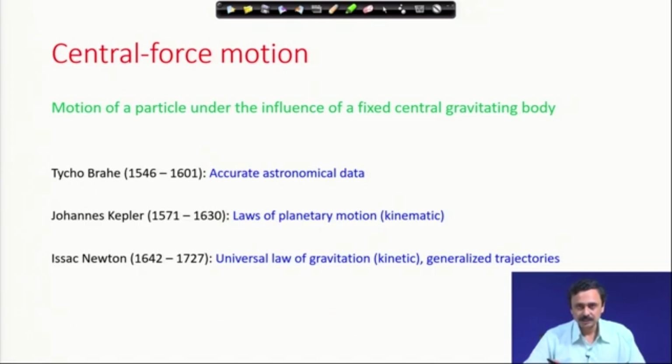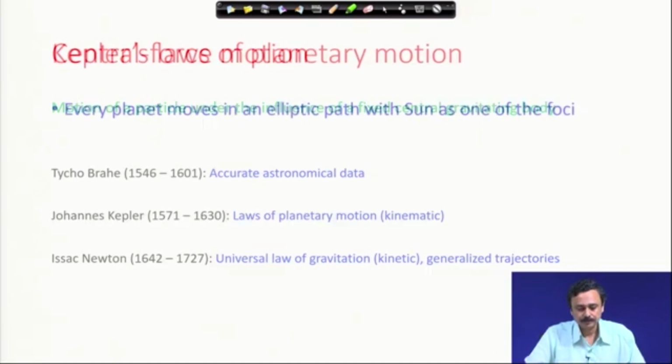But Kepler's laws were purely based on observation and they tell us about path and time taken, etc., which are observational facts. But it is very interesting that he could find this regularity in the data of Tycho Brahe.